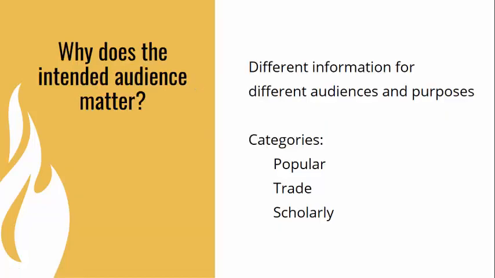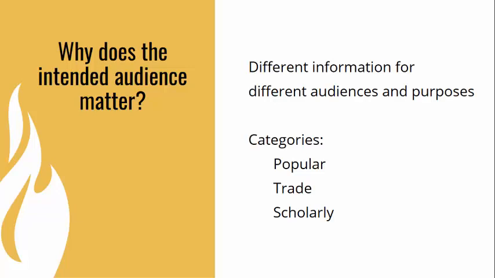Information can be presented differently depending on who's going to read it and how the reader is going to use it. We usually describe this as three categories: popular, trade, and scholarly. Each of these has a different intended audience and a different purpose. They're not usually labeled, so you need to know how to spot what is popular versus trade versus scholarly literature.